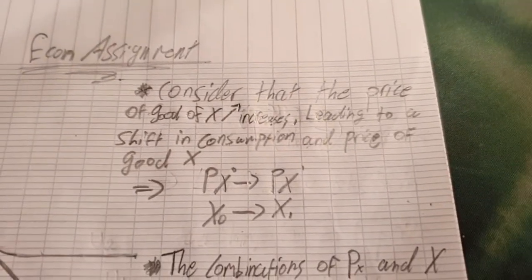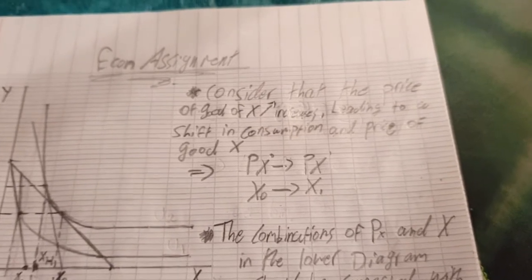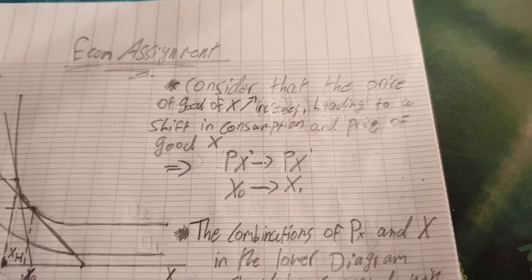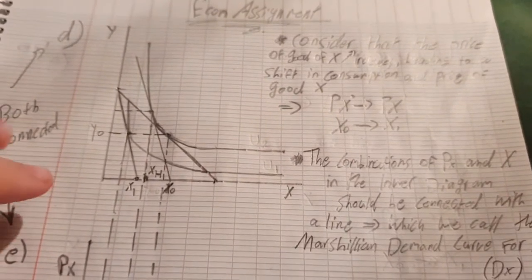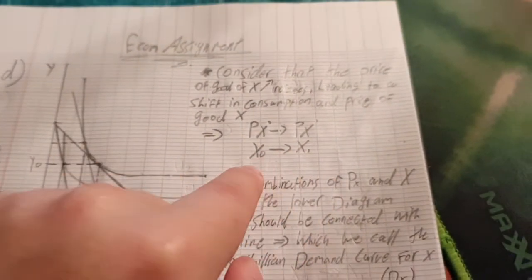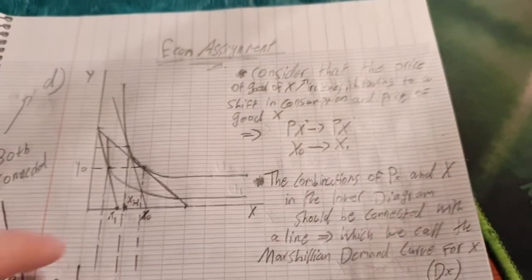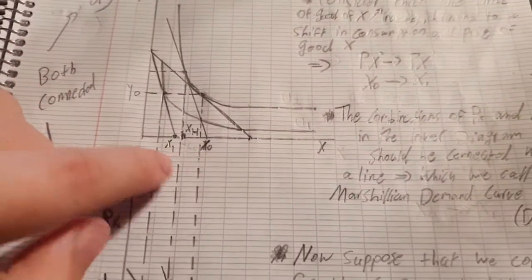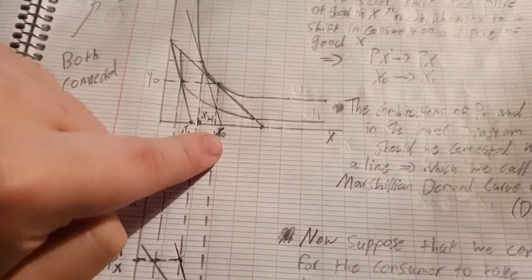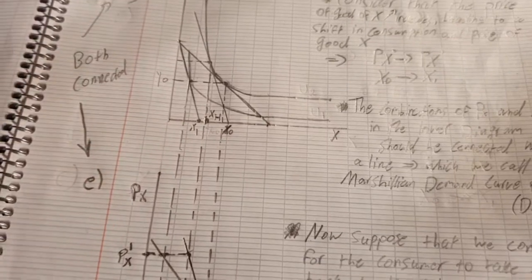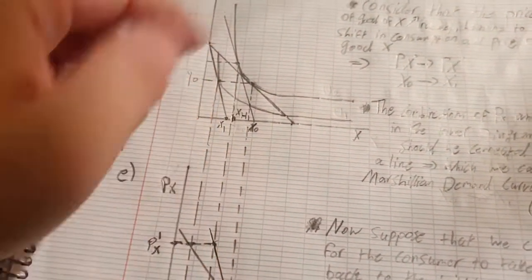With an increase in the price of good X, it leads the consumption of good X to shift. So the price of X increases, and the consumption of X goes from X0 to X1. As you can see in the graph, it goes from here to here while not changing the Y.